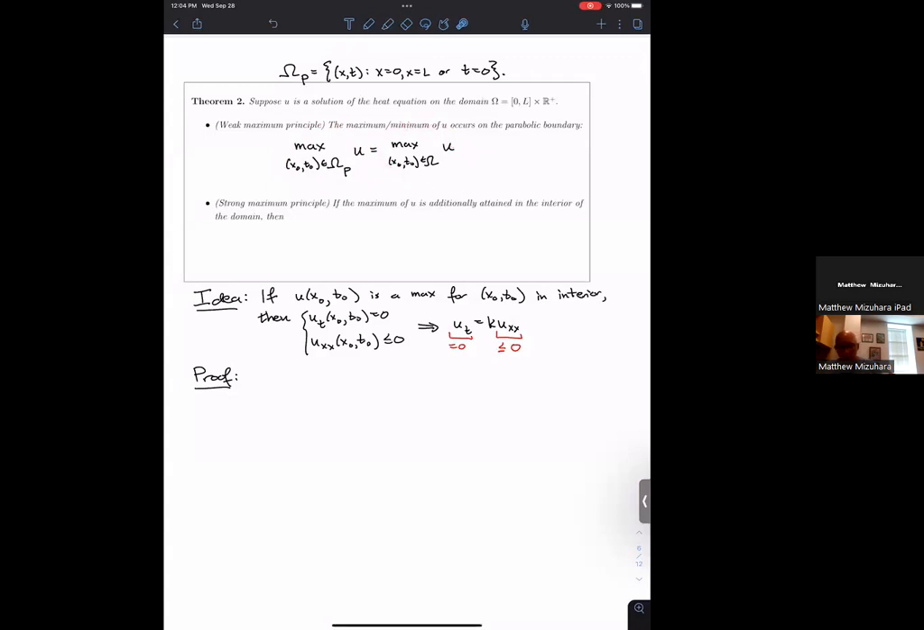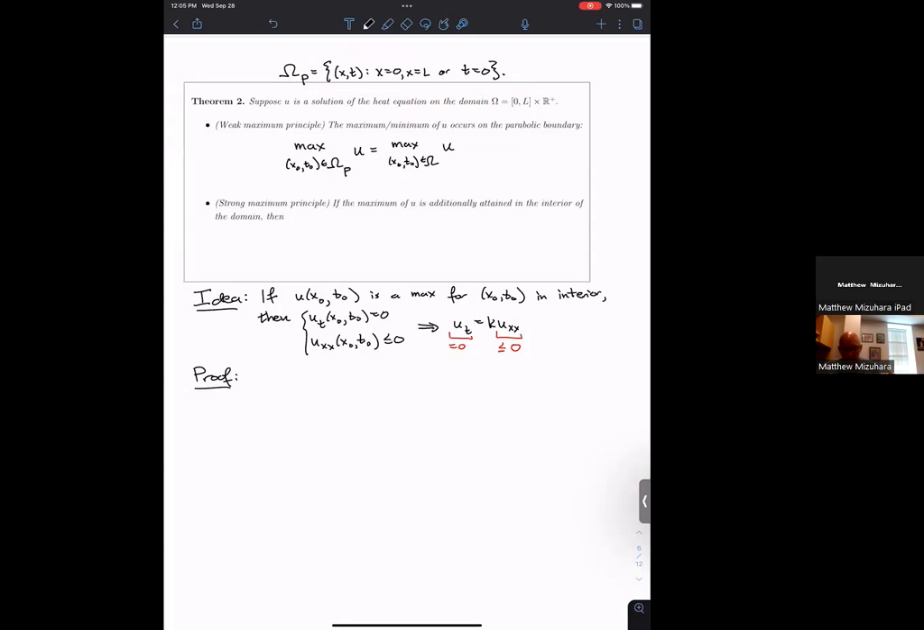Okay, so as a reminder, the parabolic boundary is this set omega sub p, which is either the initial condition, so when t equals 0, or the left boundary x equals 0, or the right boundary x equals L. So one of those three sides. Okay, so we want to prove that the maximum of U occurs on that set, and everything in the domain is less than or equal to that, basically.